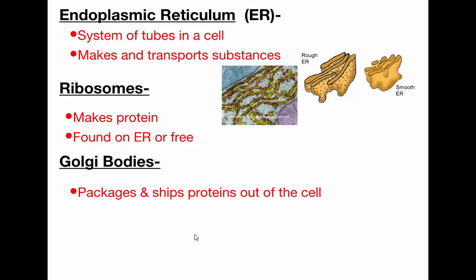The Golgi body's job is to take material that the cell is going to release, package it up, and send it out of the cell. We sometimes compare it to a post office, where you would go put something in a box and mail it to somewhere else. Kind of like the Golgi bodies. They package up things to be sent out.